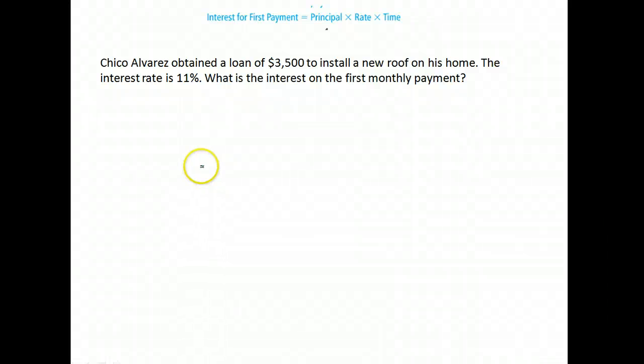Right, let's talk about payments on loans, how we find the interest on the first payment. So here's Chico Alvarez. He obtained a loan for $3,500 to put a new roof on his home. The interest rate is 11%. What is the interest on the first monthly payment?